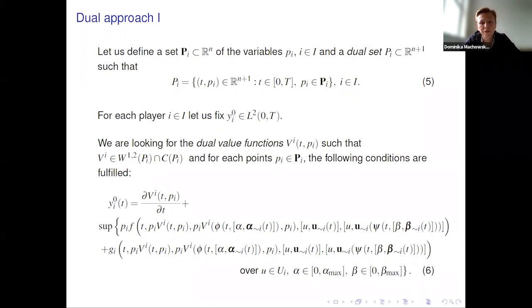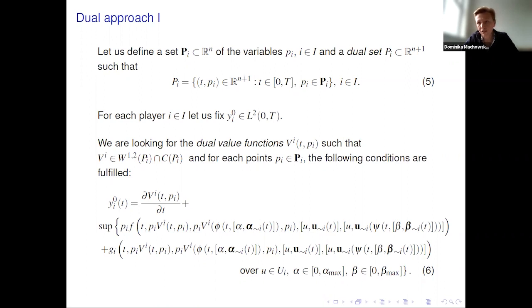At the beginning, this is the set of points. After that, we fix some function yi0 belonging to the space L2, and we are looking for the dual value function vi from the Sobolev space and from the space of continuous functions on Pi, which satisfies condition 6. So how do we construct this condition? In the second line, we have the right-hand side of the differential equation. In the third line, we have the integrand.